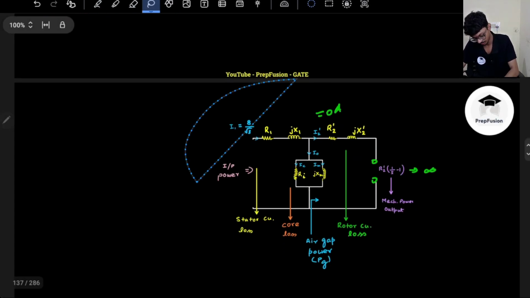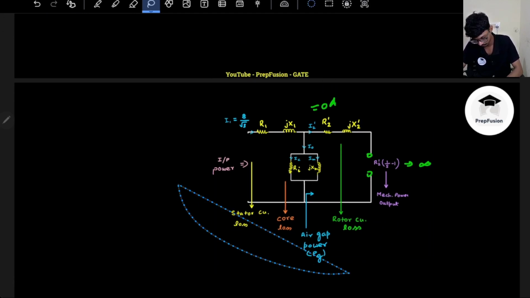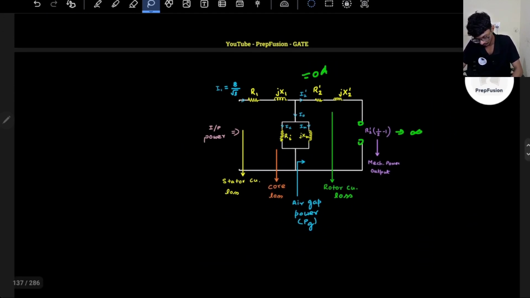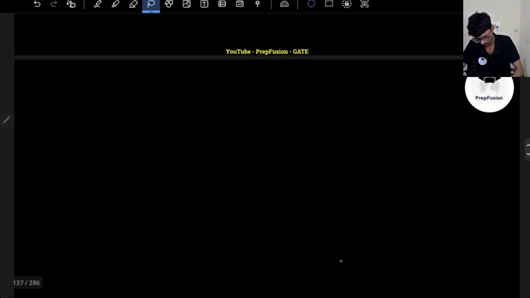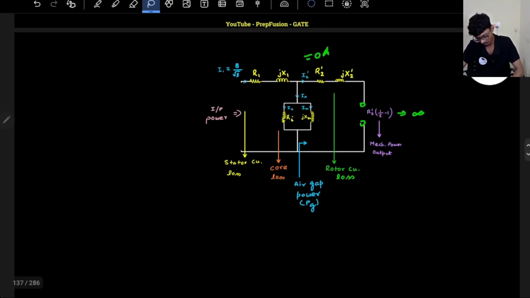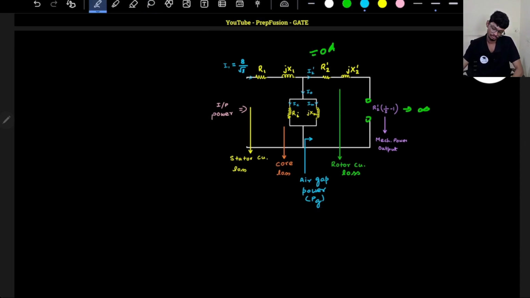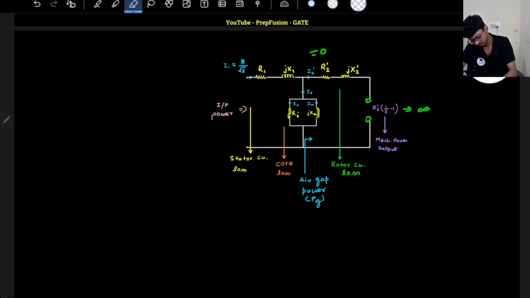Eight divided by root 3. Okay, so this will be the I1 current basically. Okay, so what I can say is that this portion is done.